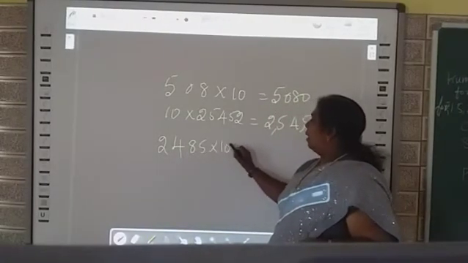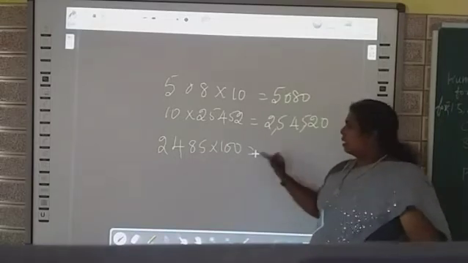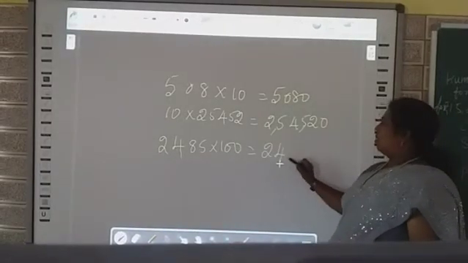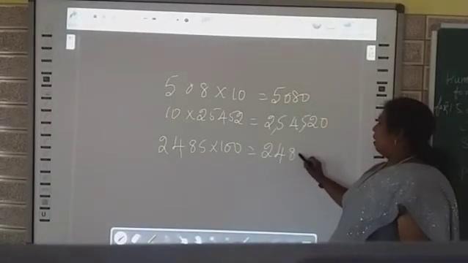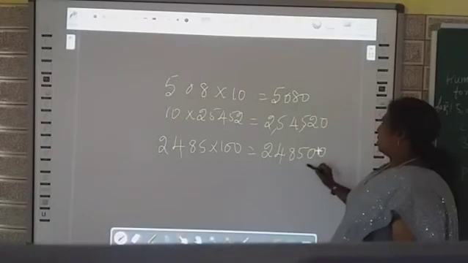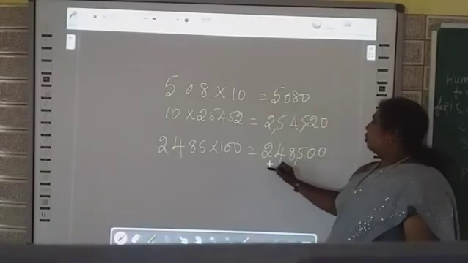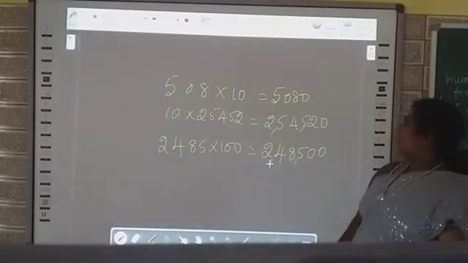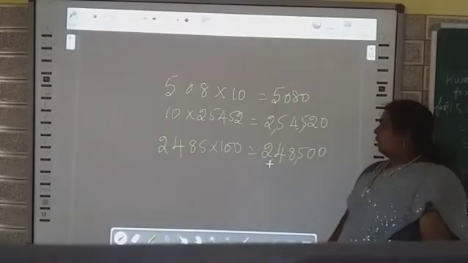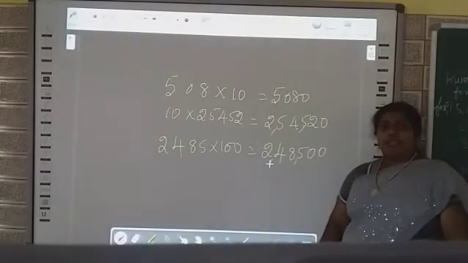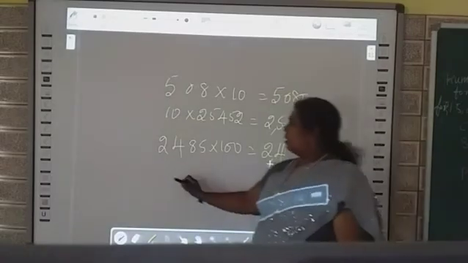So 2,485 into 100. So what is the answer? You have to add that zeros, double zeros in ones and tens place. So what is the answer now? 2,48,500. 2,48,500. Understand?